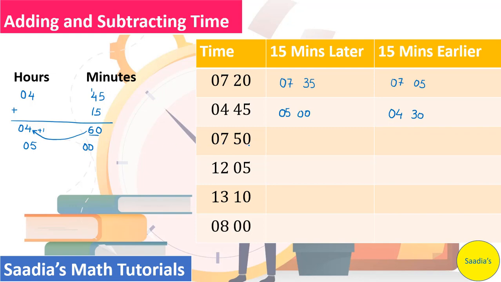If we have 7:50, 7 hours, 50 minutes, and we add 15 minutes, what do we get? 0 plus 5 is 5. 5 plus 1 is 6, 65.